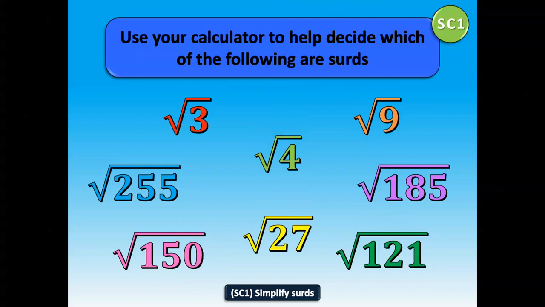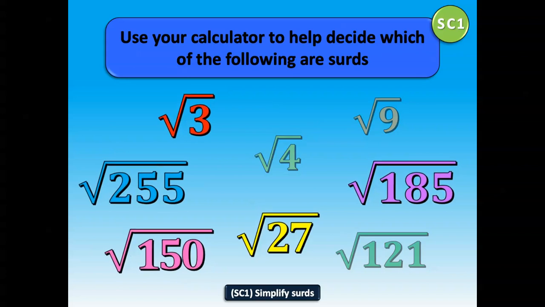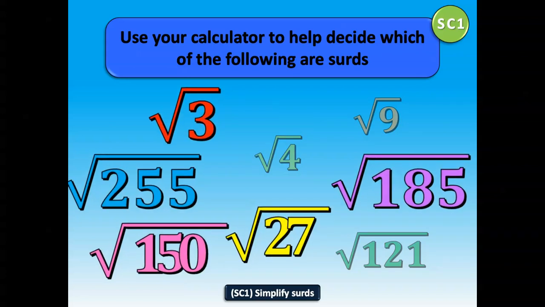So we need to decide if any of the following are surds. Well, these numbers are all surds. Square root of 3 would be a decimal, but the square root of 4 and the square root of 9 and the square root of 121 would all be whole numbers. So they're not surds.